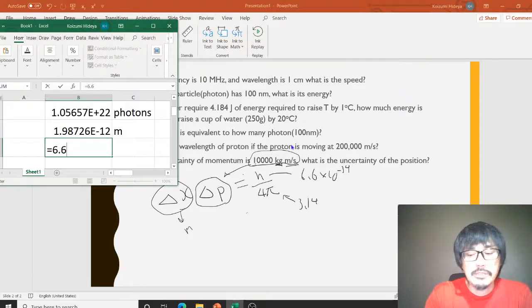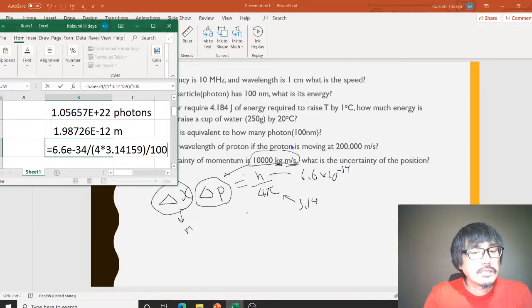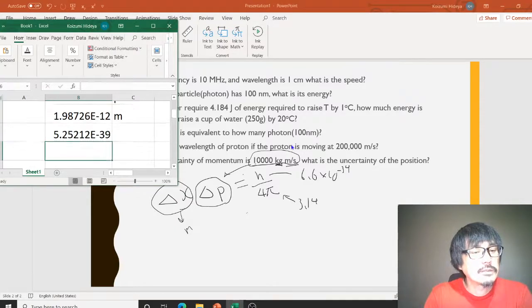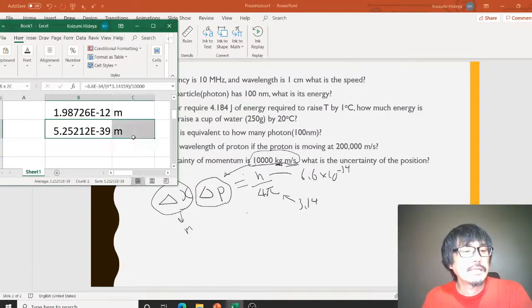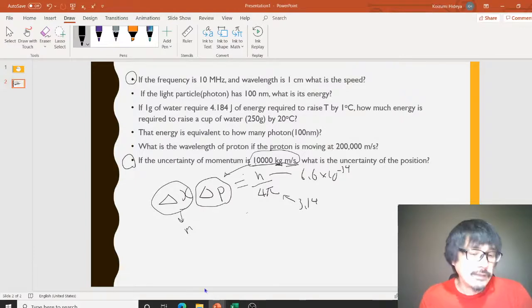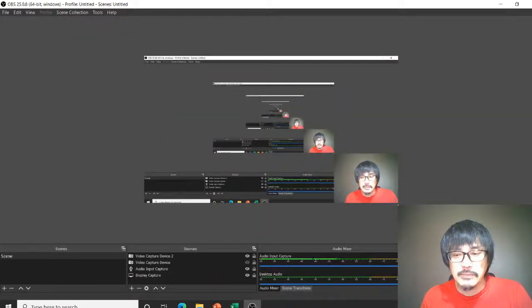So it's equal to 6.6e-34 divided by 4 times 3.14159, divided by 10,000. Alright, so that's the uncertainty of the position in meters. And I think that's good enough to prep for in-class quiz number 4.